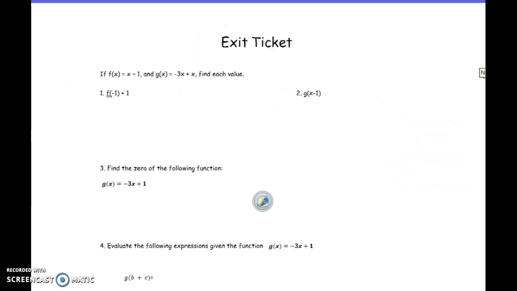Okay? All right, so you can work on the exit ticket, try these problems, and we'll come back and go over them in a few minutes.